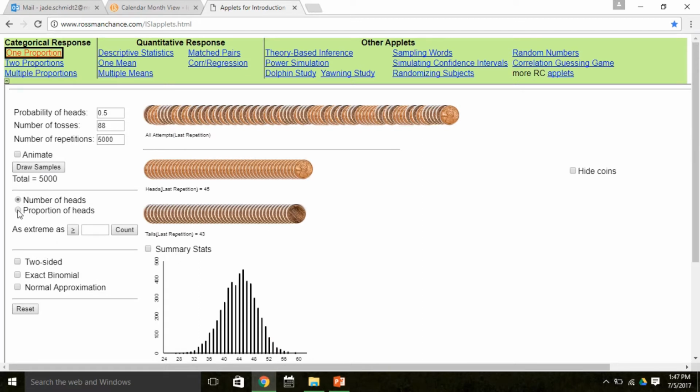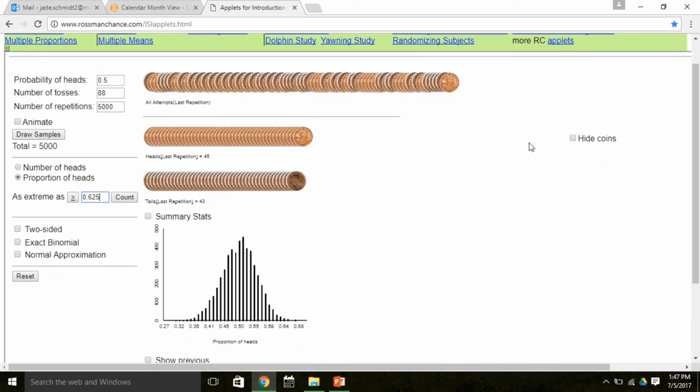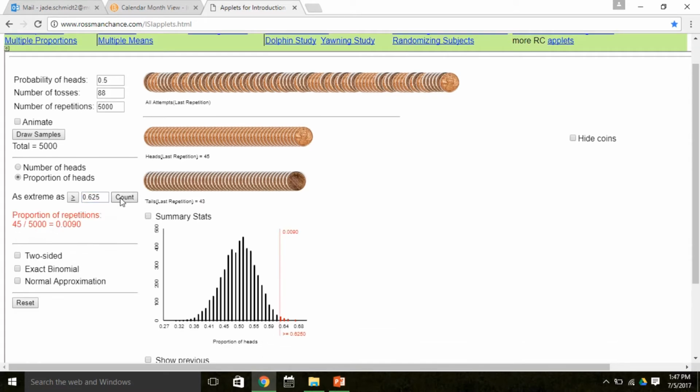I'm going to change to plotting proportion of heads and put in my observed statistic here of 0.625, or 55 out of 88, to find my p-value. This is a right-tailed test, or a greater than sign, because my alternative hypothesis is that more than 50% of people would pick heads. Here we get a p-value of 0.009 because 45 out of my 5,000 dots got a sample proportion of at least 0.625.